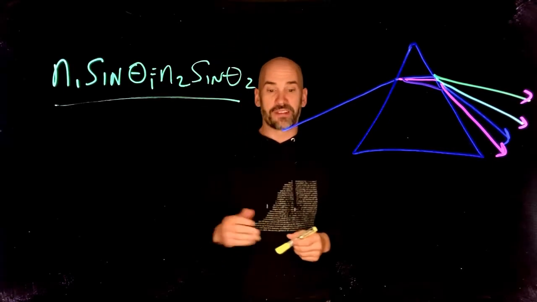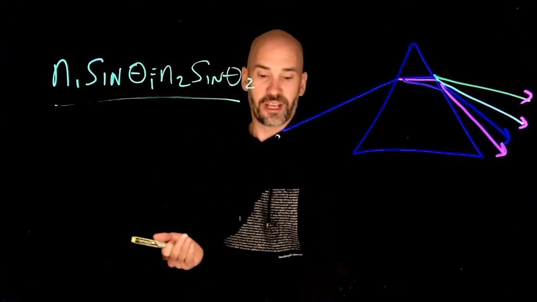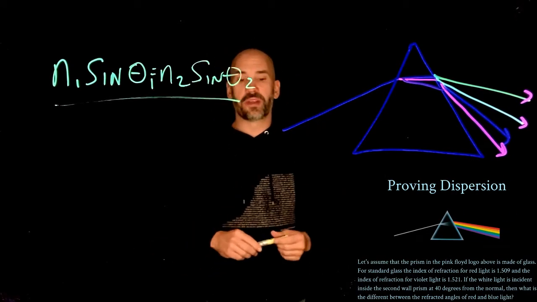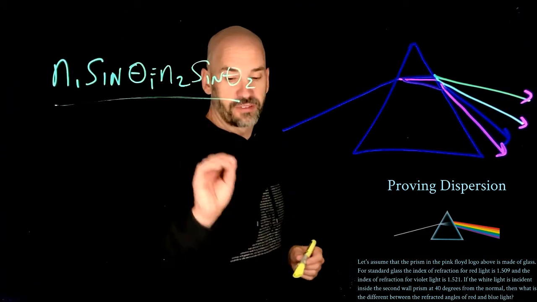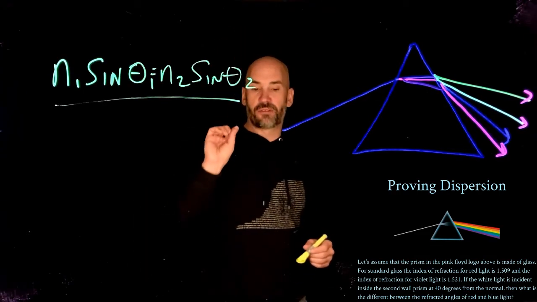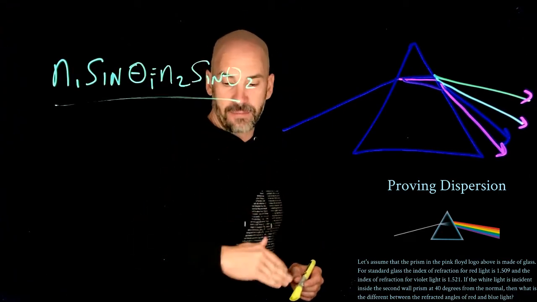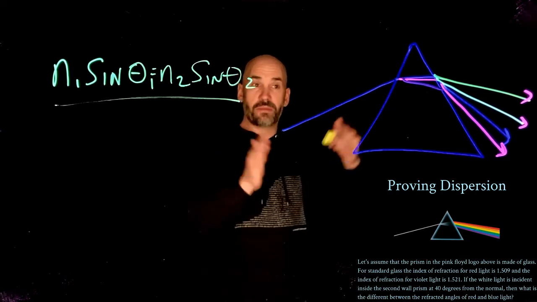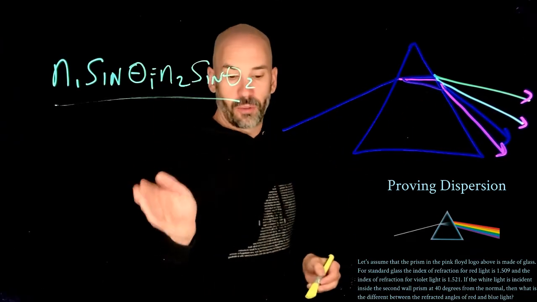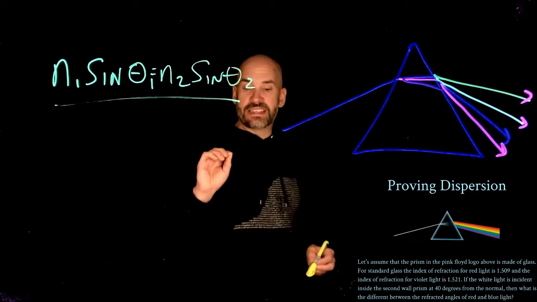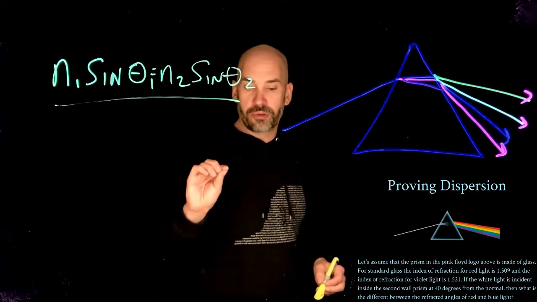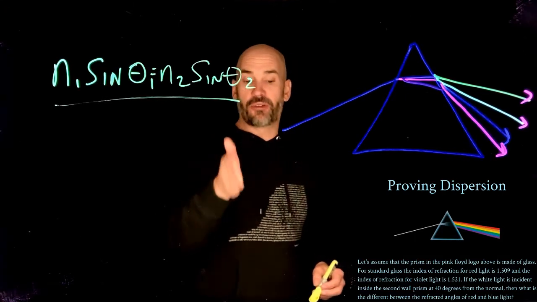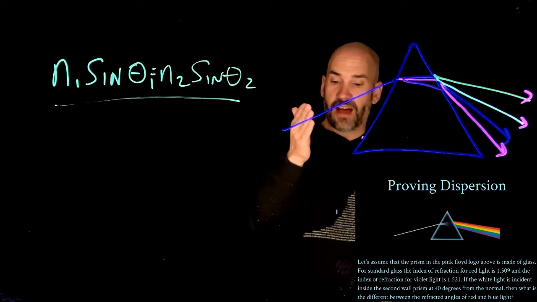So let's prove this. I don't want you to take my word for it. If you go to the next slide that says proving dispersion, it says, let's assume that the prism in the Pink Floyd logo above is made of glass. For standard glass, the index of refraction for red light is 1.509, and the index of refraction for violet light, they're on the opposite ends of the spectrum, ROY G. BIV, red to violet, is 1.521. If white light is incident inside the second wall of the prism at 40 degrees from the normal, then what is the difference between the refracted angles of the red and violet light?